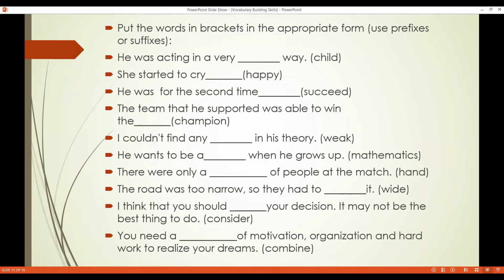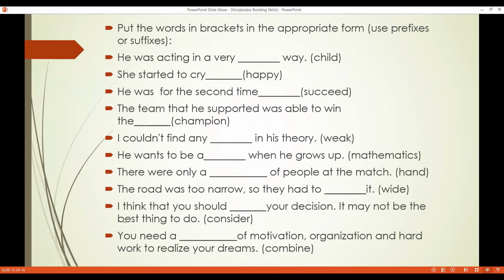Then the exercise: put the words in brackets in the appropriate form, using prefixes or suffixes. We will do one or two, like, he was acting in a very dash way. We are going to add ISH in the form of a suffix, and that will make it childish. Or if I go to sentence number 5, I couldn't find any dash in his theory. I couldn't find any weakness in his theory.